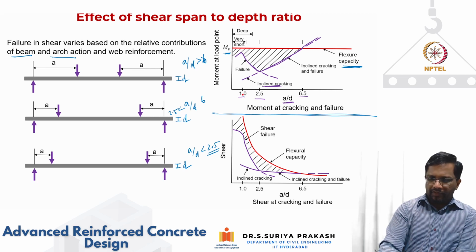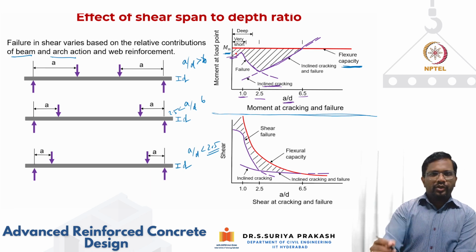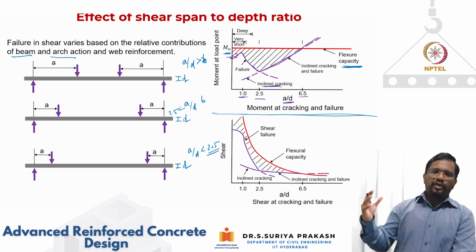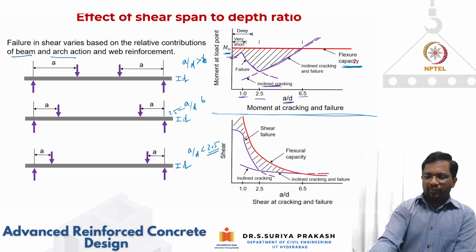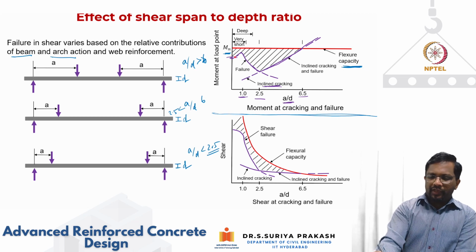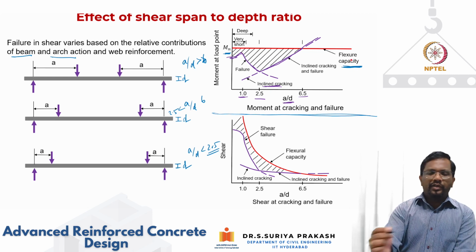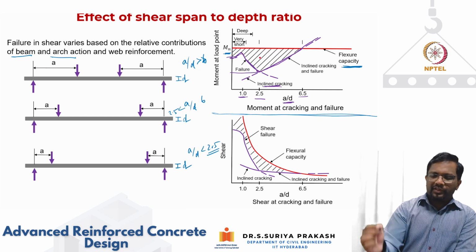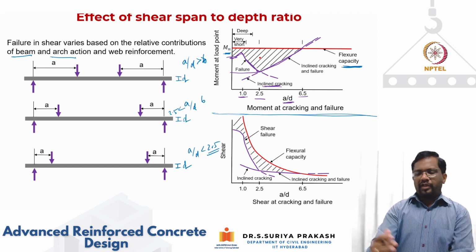So when the failure is happening, let's take a case of 1. When I'm testing at an a by d ratio of 1, the moment at which it is failing, you can see here, these are the curves. It is going to be lesser than what I'm going to have at a section when it is having a predominant bending action and reaching flexural capacity. So before reaching its flexural capacity, it is going to fail. So the moment at which it is going to fail is going to be much lesser than when it reaches flexural capacity. That trend, if I go to 2.5, you can see here the moment at which it is failing is going to be much lesser than that of its flexural capacity.